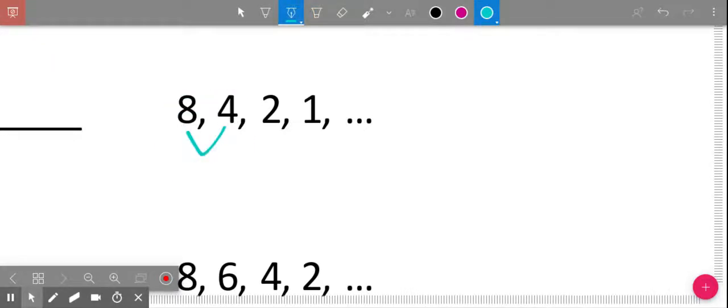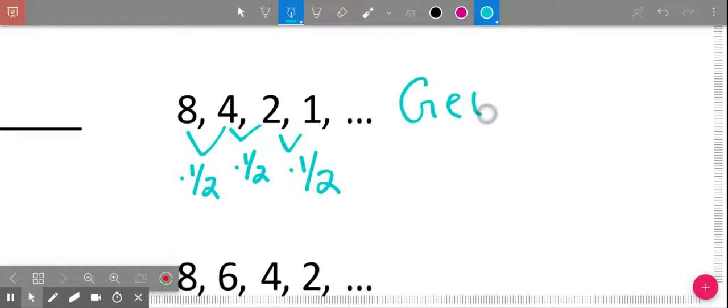To go from 8 to 4, I could say I'm minusing 4, but whenever I check from 4 to 2, that's not going to be the same rule. So from 8 to 4, I'm getting smaller, so I can say I'm multiplying by 1/2. From 4 to 2, I'm also multiplying by 1/2. And 2 to 1, I'm also multiplying by 1/2. Since we are multiplying by a number each time, we know that this is going to fit into our geometric family.